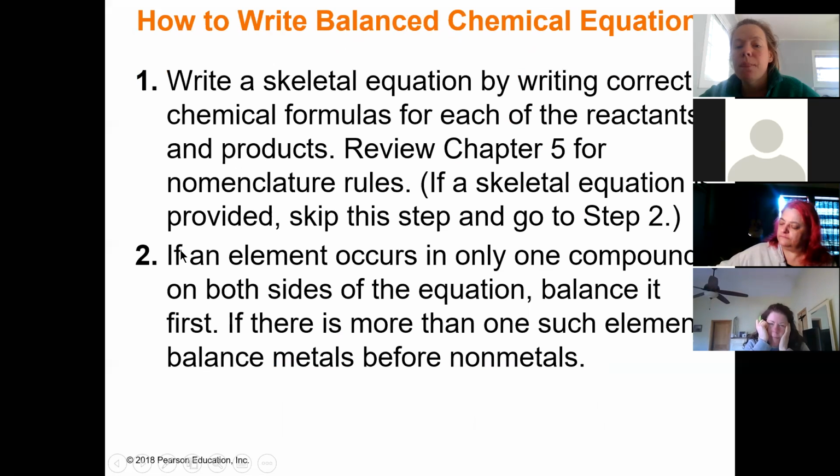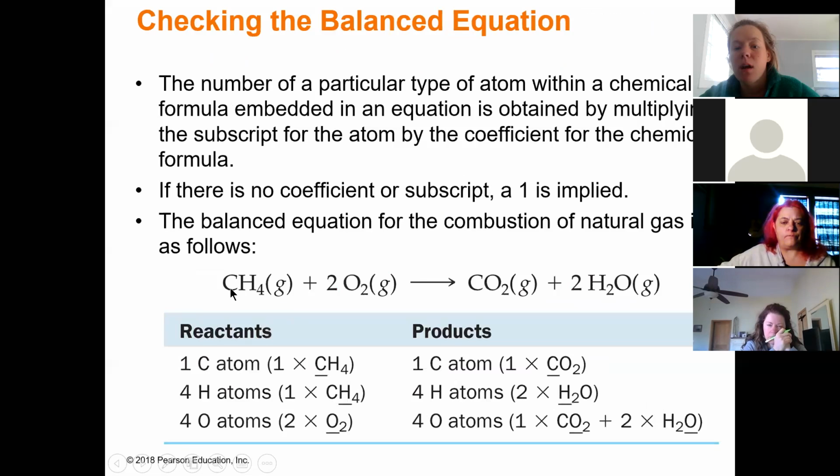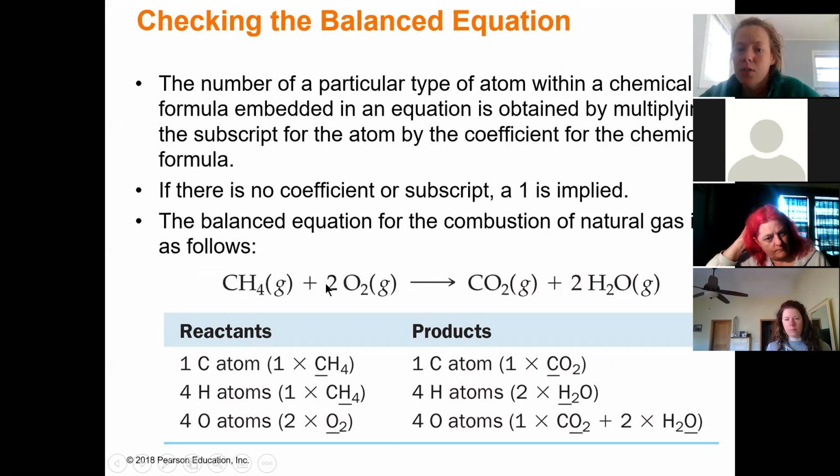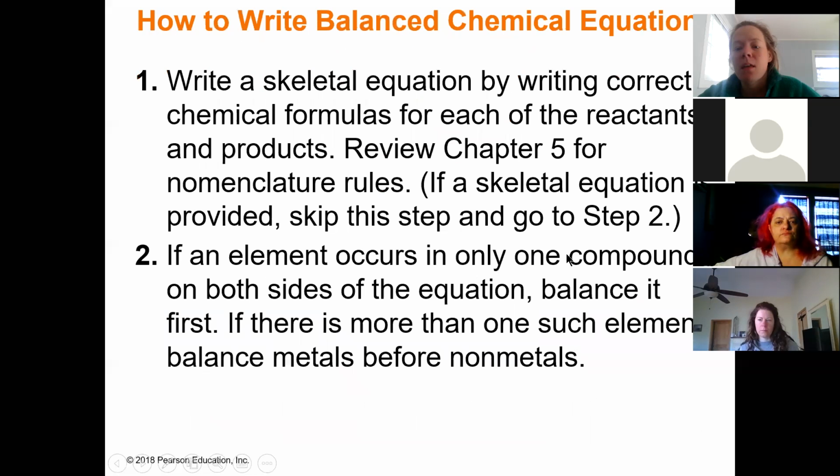So as far as rules go, if an element occurs in only one compound on both sides of the equation, balance it first. So looking back here, do you see how carbon is only in one compound on both sides? And hydrogen is also only in one compound on both sides. We would want to balance those first. Do you see how oxygen is in 2 compounds over here? It's only in one compound here and then it splits up. Leave that for the end. Balance that at the end. Hope that when you balance the other things, that gets cleared up, okay?